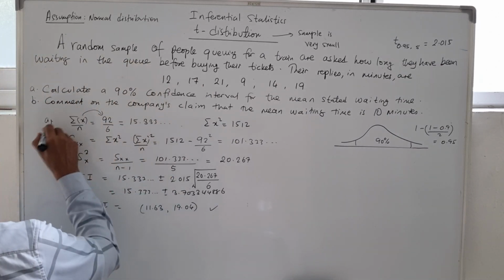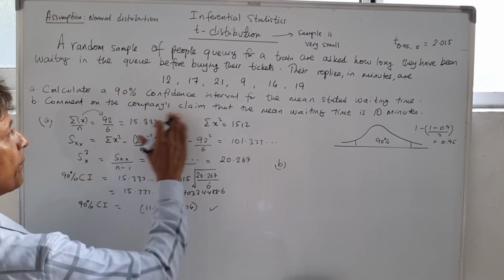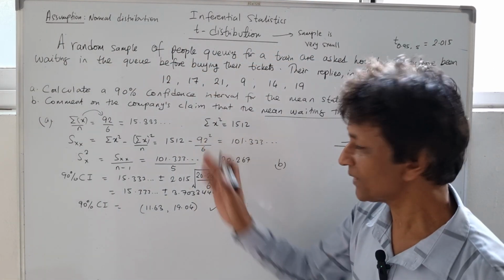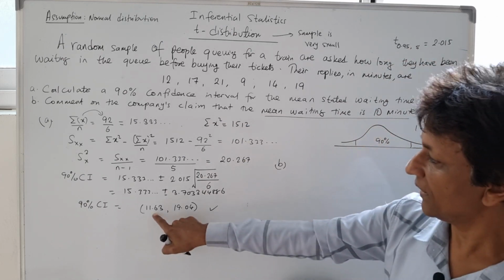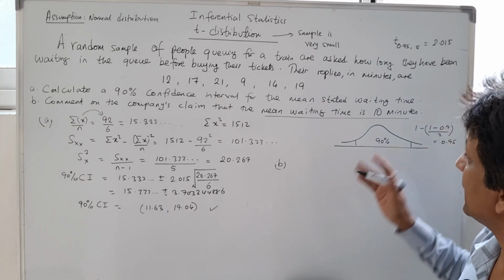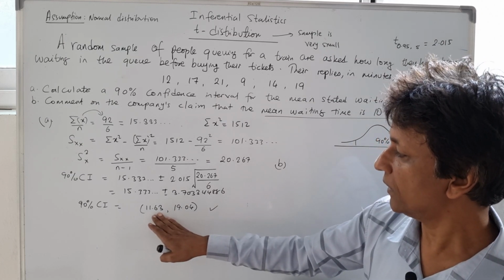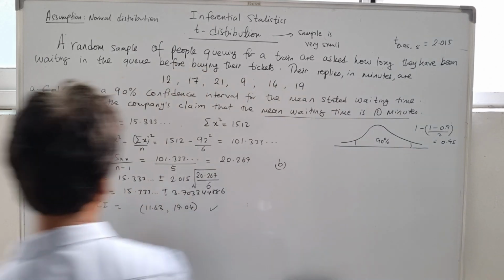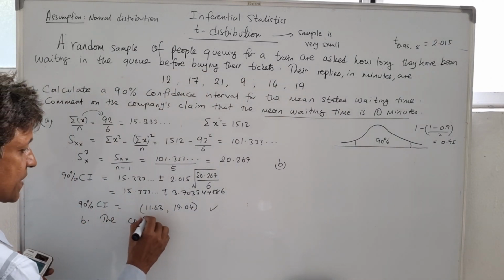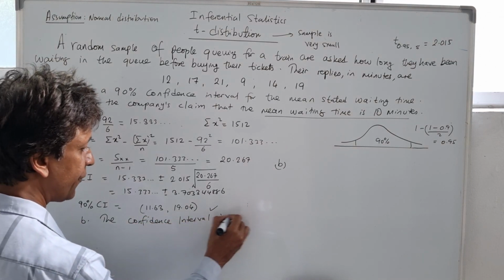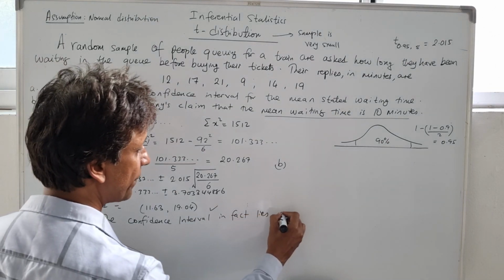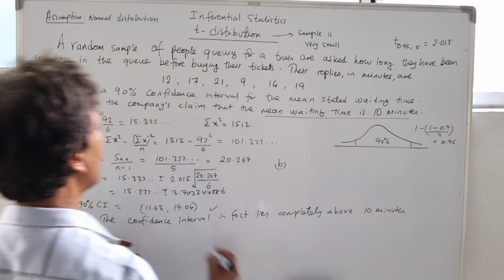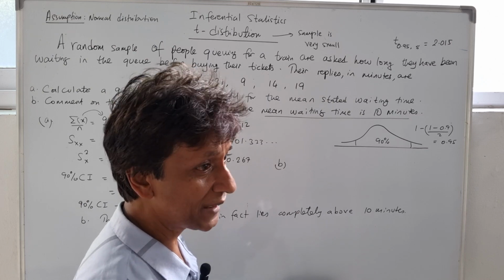Now, part B of the question, part A is done, and we need to make a comment. Comment on the company's claim that the mean waiting time is 10 minutes. When we look at all the results from those calculations, we can see that 10 minutes is not in the confidence interval. 10 minutes is even lower than the lower limit. So this confidence interval lies completely above 10 minutes. So for part B, the confidence interval in fact lies completely above 10 minutes. So the company's claim that the mean waiting time is 10 minutes is not true. That can be rejected.